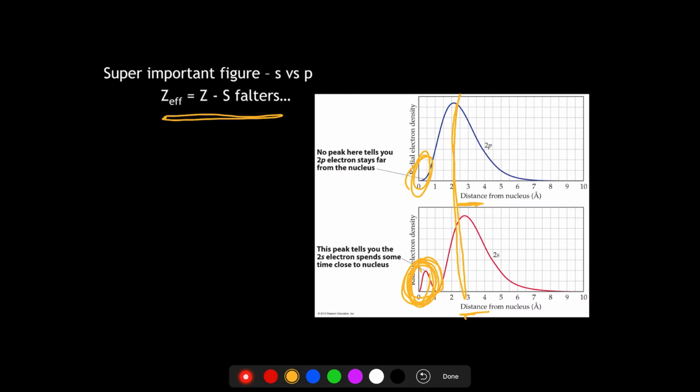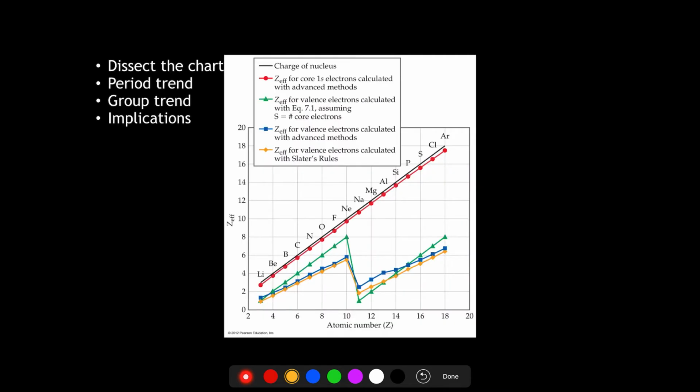Okay. Moving along. This chart is super important because it gives us a few things to discuss. So let's look at our chart. Here we have Z effective, and down here we have atomic number for periods 2 and 3. If we look at our lines, this black line is just the charge of my nucleus, so it increases from 3 on up, because this is just our total number of electrons. That's what that line represents. If we look at this red line, what does that red line represent?